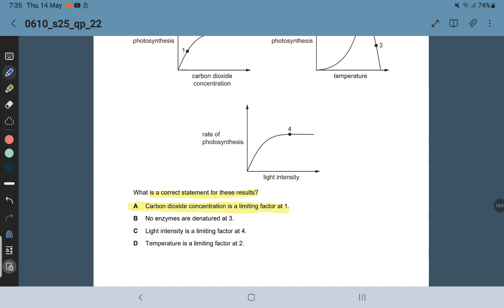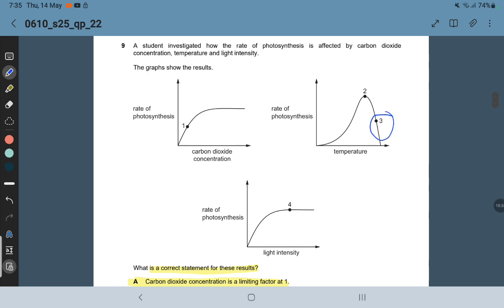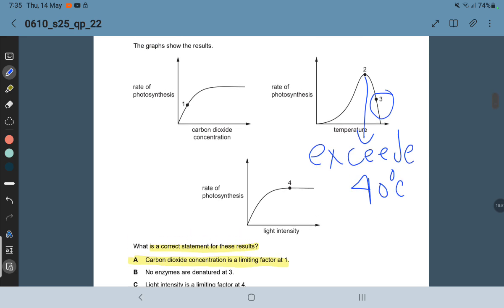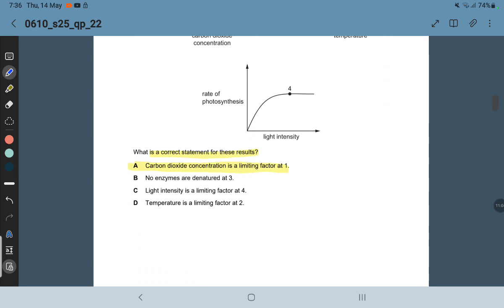Of course we can. He's saying here no enzymes are denatured at 3. Well, here they are denatured, of course, because we exceeded the 40 degrees Celsius, the optimum temperature of any enzyme. So at 3 we can say it is partially denatured, but at the end of the day, yes, it is denatured. Partially denatured is a phrase you're going to use in your AS when you enter it.